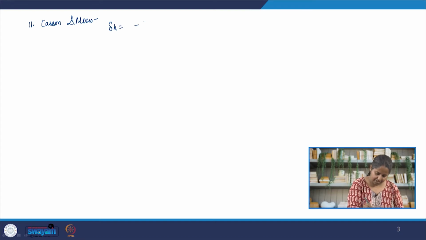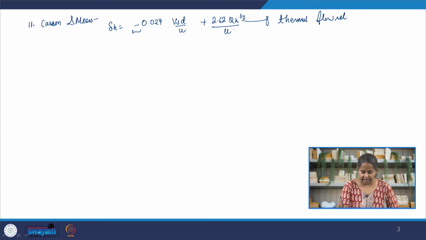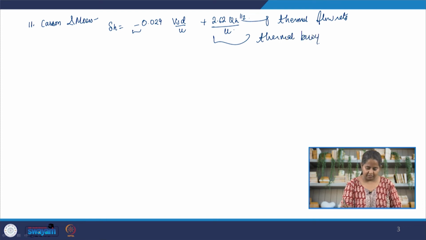Okay, Carson and Moses formula, del H is equal to minus 0.029 VSD by U plus 2.62 QH to the power 1 by 2 by U. Look, there is a minus sign here. Okay, I need to introduce you to this new term QH. QH is thermal flow rate. It is the rate at which heat is flowing. Again, it is indicative of thermal buoyancy. Right here, I know that this term is talking about thermal buoyancy, and this term is talking about momentum.